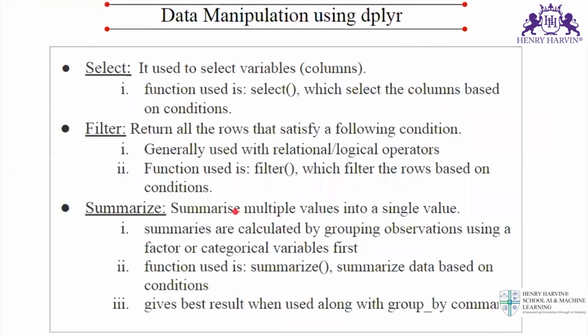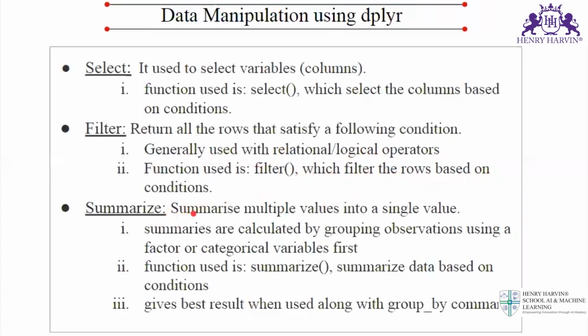So let's first understand each of the functions. First is select. It is used to select variables, that is columns. The function that is used in R is the select function, which helps to select the column based on the conditions we will be providing. Next is filter. It returns all the rows that satisfy a given condition. The condition we provide will return rows as a result. Generally, it is used with relational or logical operators. The function that is used in R is filter, which filters the rows based on the condition.